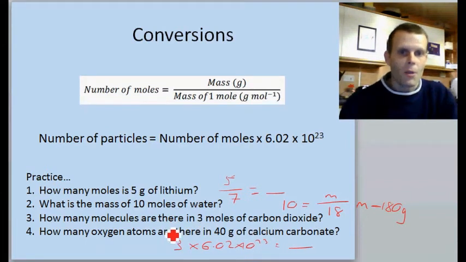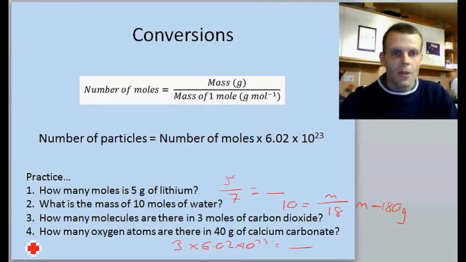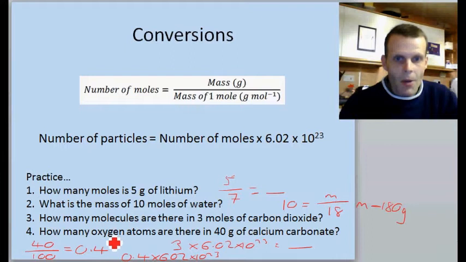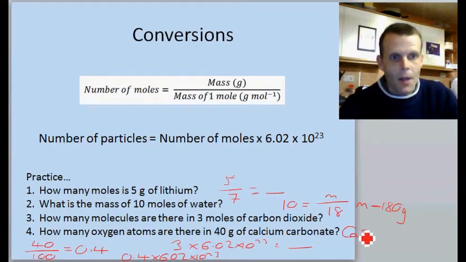How many oxygen atoms are there in 40 grams of calcium carbonate? So here I've got to get to moles first, so I'm going to do mass divided by mass of 1 mole. Calcium carbonate CaCO3, molecular mass there's going to be 100, so that's 0.4, and then I need to do 0.4 times 6.02 times 10 to the 23 to see how many calcium carbonate formula units I've got. But the little trick here is it's saying how many oxygen atoms, and if calcium carbonate is CaCO3, each of them has 3 oxygens in it.